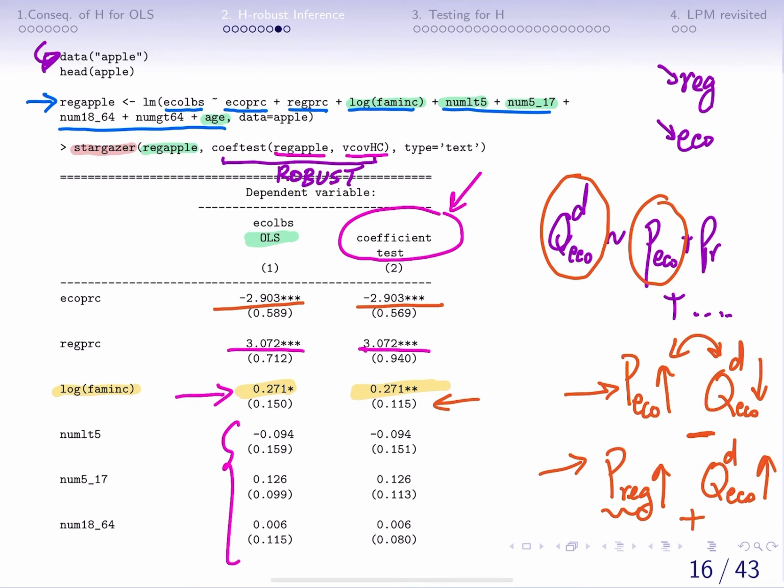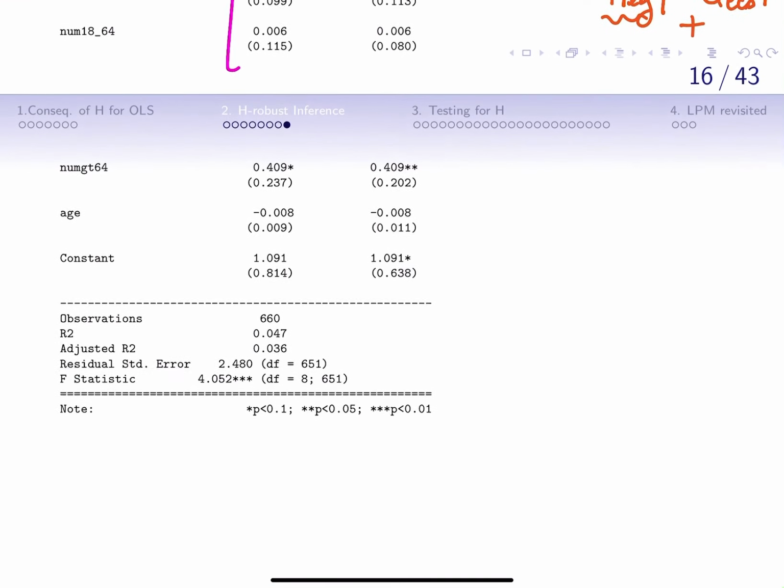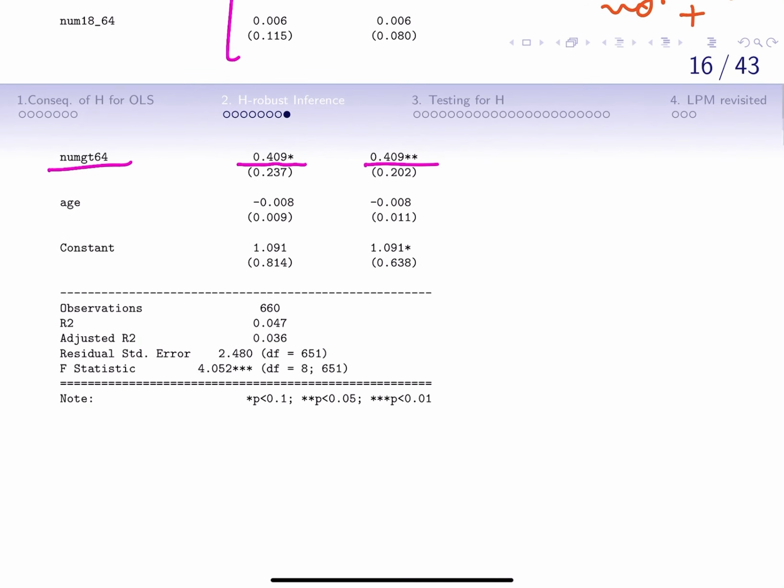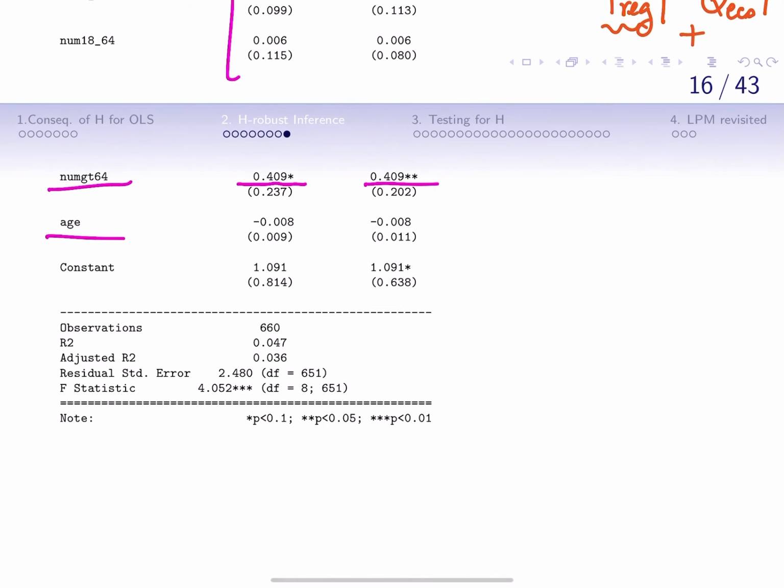And these variables are not significant right here. But this variable that says how many people are older than 64, maybe people who are older take better care of their health and they're eating more apples, or eco-labeled apples, because that's the quantity that we're talking about here. Okay, so this is the idea behind this, and age doesn't play a role. The number of people who are above 65 plays a role, but age itself doesn't.